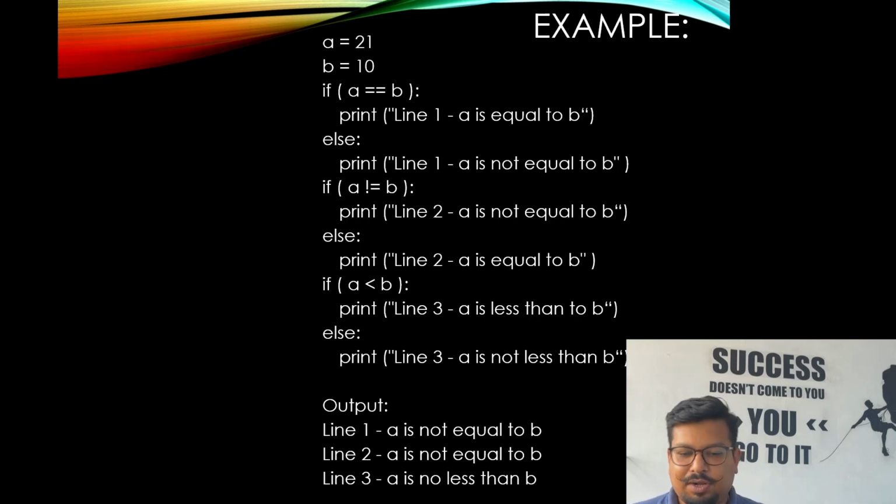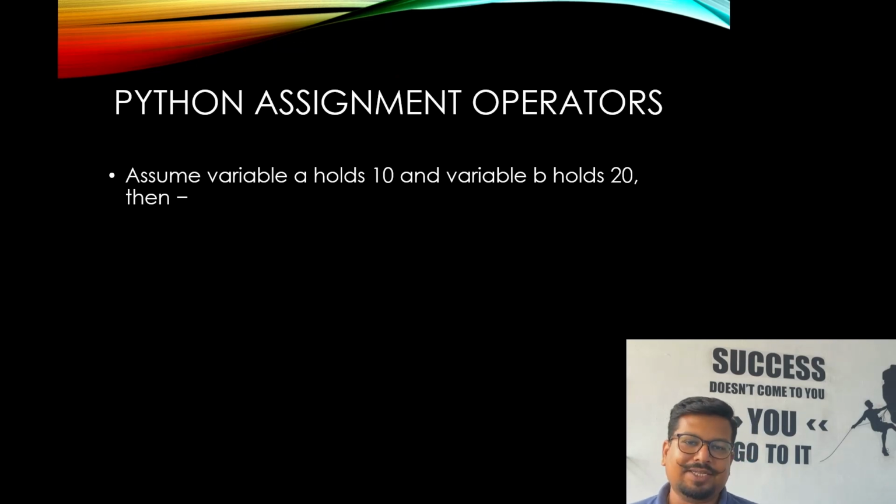The next operator, okay, you have the example over here where I have considered the value of A as 21 and the value of B as 10, and then we have done comparisons using an if statement. So if and else, you can just go through this and I hope you will understand it very easily. Okay, so let's move ahead and see the assignment operator.